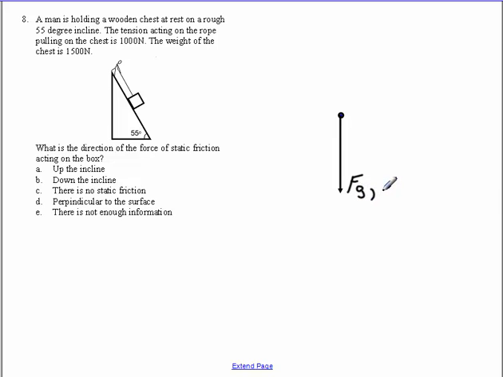It's acting on the chest, so we'll make that C. And again, that's caused by the Earth. And in this case, this value will equal the weight of the chest, which is going to be 1,500 newtons.